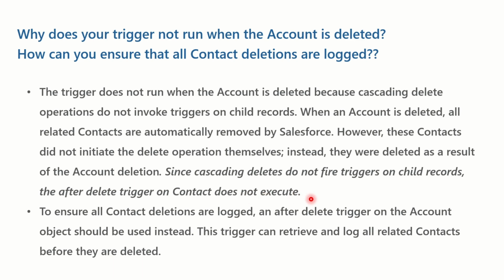Okay, so basically if you want to log those contact deletions, then you just query all the related contacts before they are deleted in the after delete trigger of the account, and then add something in the log object. This question can be converted for any other parent object or child object pair. So you can just give the same answer if you know the concept. If the parent is getting deleted, the trigger is not going to invoke for the child record. The cascading delete will not invoke the triggers. Simple. Okay.